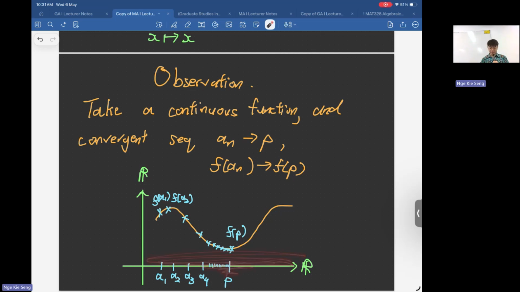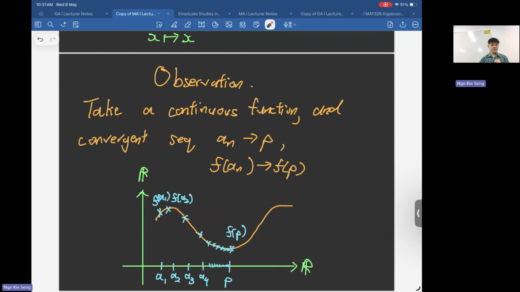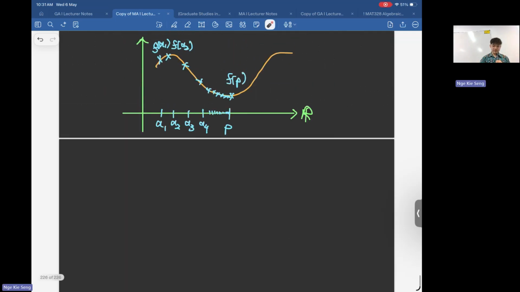You can do a weird convergent sequence, or you can do it like this. You pick A1 here, A2 here, A3 here, A4 here, A5 here, A6, then converge to P. And then you can see that this sequence also converges to P. Get what I mean? Okay, so this is how we're gonna define continuous. This is the first definition we're gonna make.